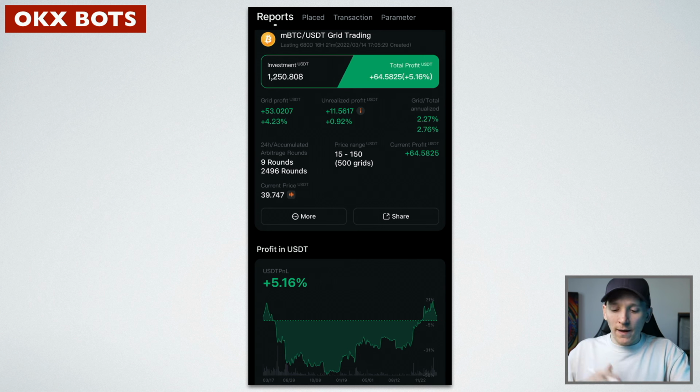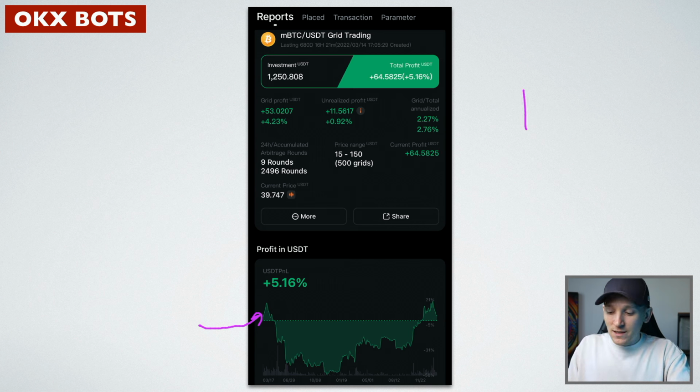Now, I did some back tests on this. It absolutely outperformed a lump sum investment strategy. So if I just put the same amount of money in when I started the bot and left it, I would have made less money because I wouldn't be trading and making these profits.